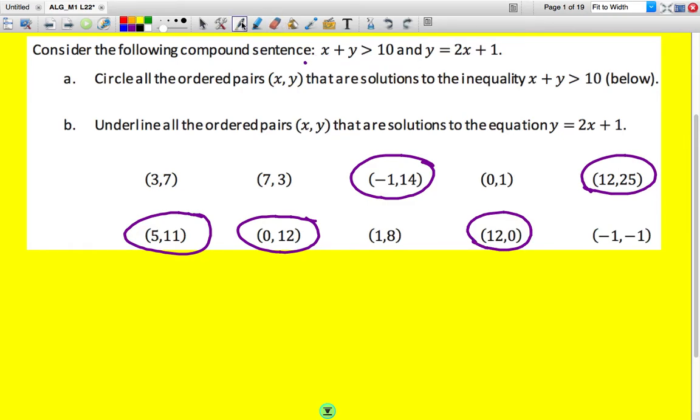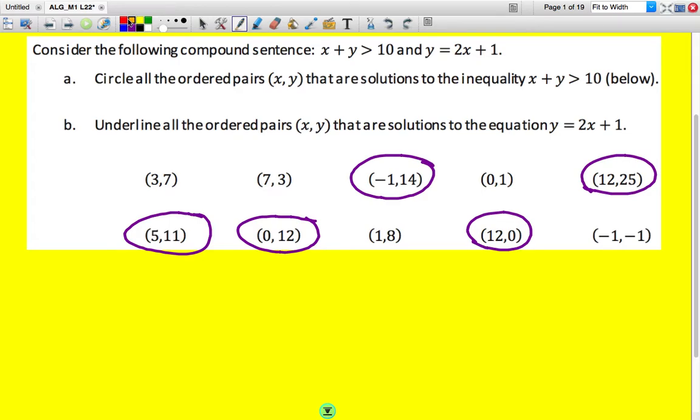And negative 1 plus negative 1 is greater than 10, which would really be negative 1 minus 1, which is negative 2, and negative 2 is not greater than 10. So now we have located all the ordered pairs that are solutions to the inequality. Now let's look at part B. Underline all the ordered pairs that are solutions to the equation. So again, let's plug in these ordered pairs to see if they make a true statement or not.